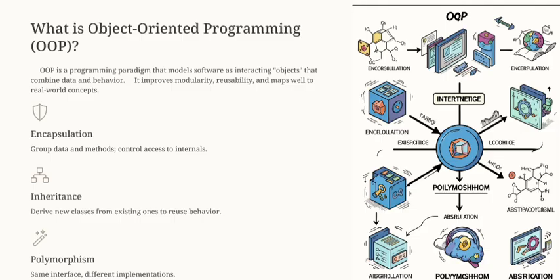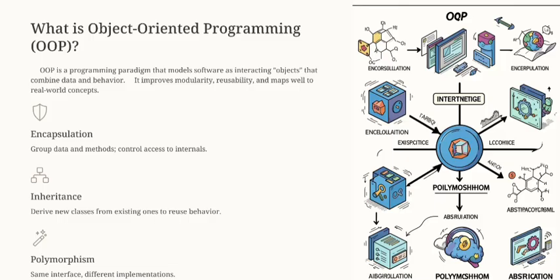Talking about encapsulation, this is the first major concept of OOP. Encapsulation means combining data and methods together inside a single unit. That unit is usually a class. For example, a bank account class can contain data and methods. The data is account number and balance, and the methods are deposit, withdraw, check balance. The data and operations related to the account are grouped together.